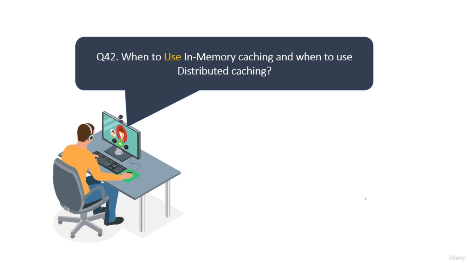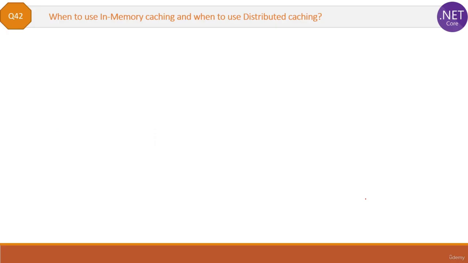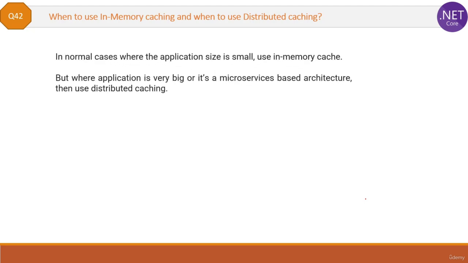Next question can be when to use in-memory caching and when to use distributed caching. I have already given the answer, I think. When the application is small, in normal cases, use in-memory caching. But when the application is big and complex, and especially if it is using a microservice based architecture, then prefer distributed caching. If you are new or not aware about microservices, then do not worry. Soon I will cover all questions on microservices also, but that will be a different topic.